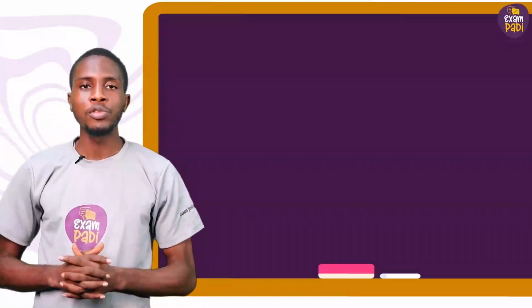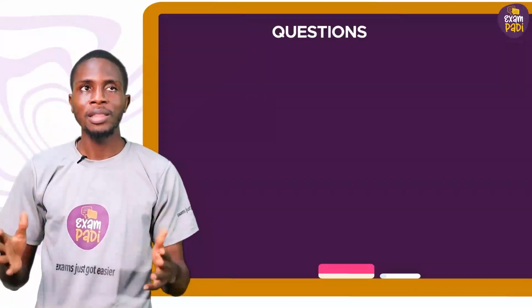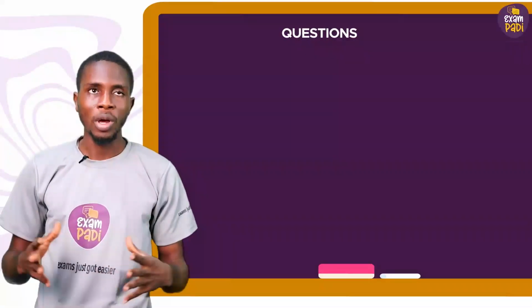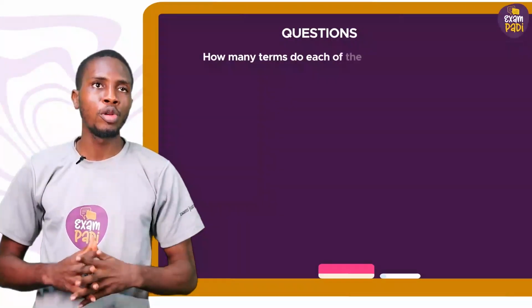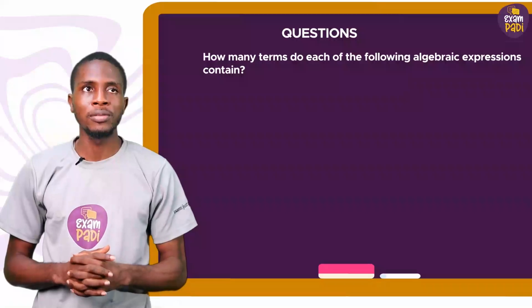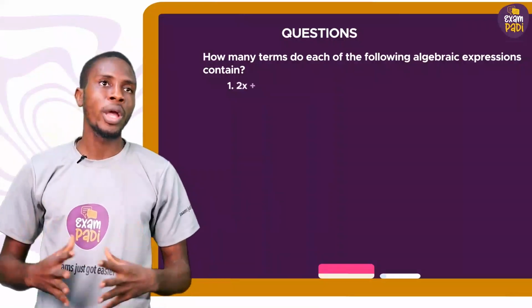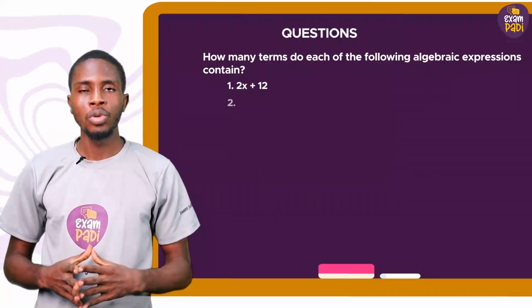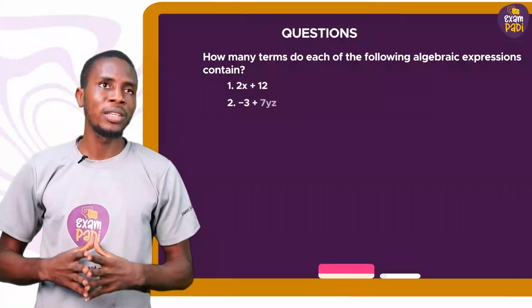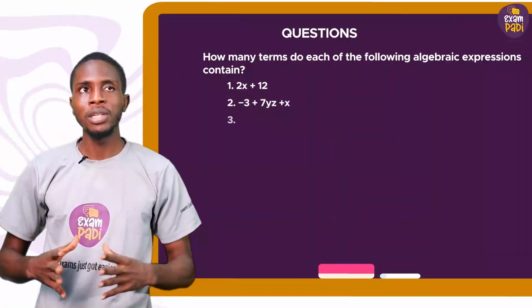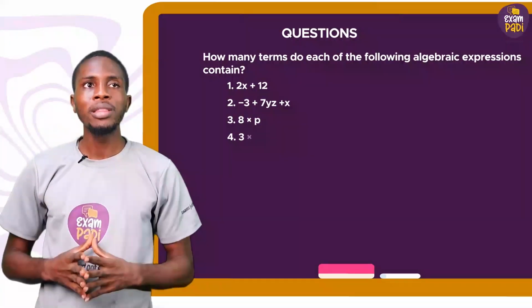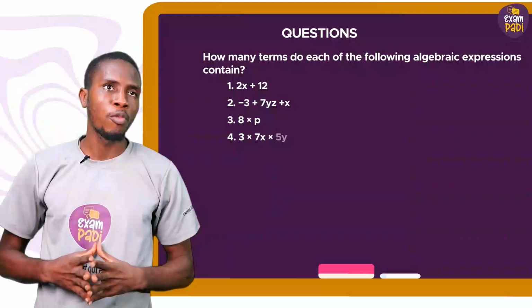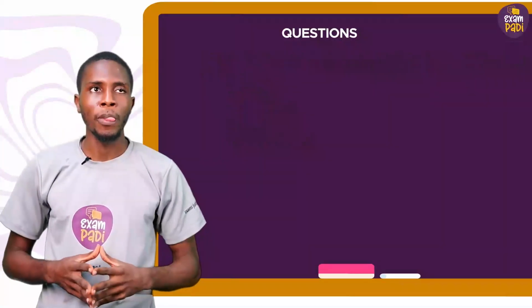We have come to the end of today's lesson. Attempt these questions to assess yourself. How many terms do each of the following algebraic expressions contain? 1. 2x plus 12. 2. Minus 3 plus 7yz plus x. 3. 8 times p. 4. 3 times 7x times 5y times minus 1.